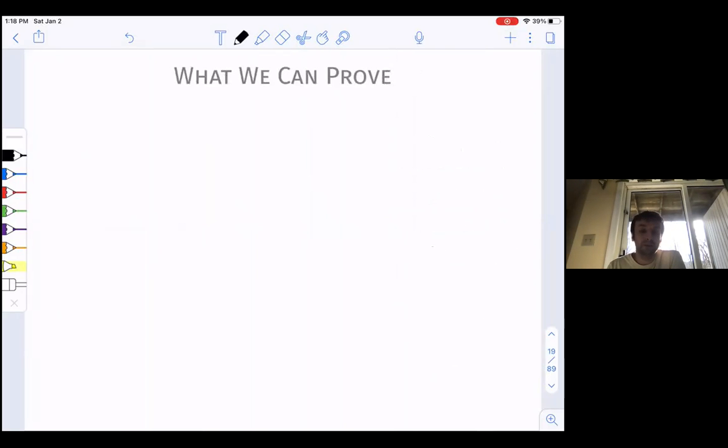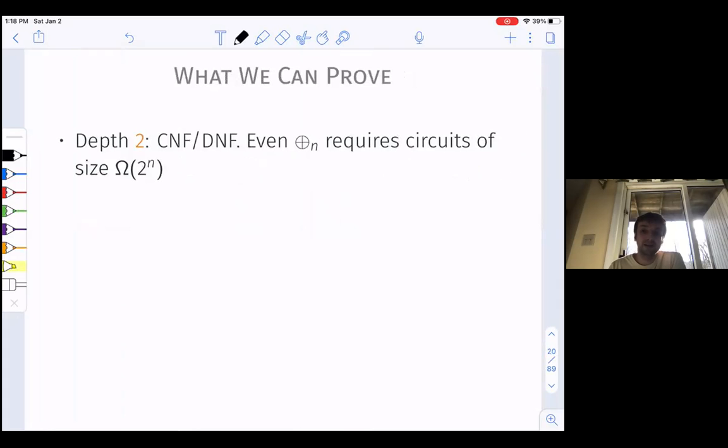Here's what we can prove though. If your circuit has depth 2, then this is essentially a CNF or DNF, and this is more or less the only circuit model which we understand quite well. Here we know that even the parity function requires circuits of the largest size, of size 2 to the n. So here we're very good at proving circuit lower bounds. If circuits have depth 3, 4, or any constant, then still we do know how to prove exponential circuit lower bounds.